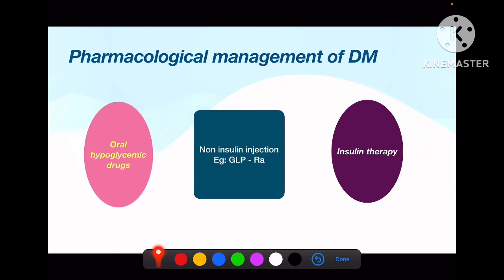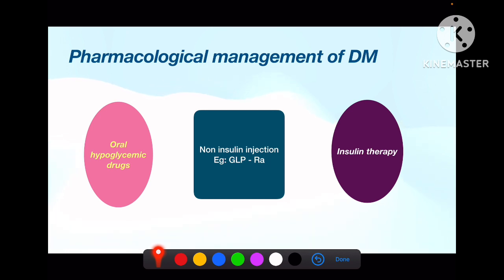But I'm not going to discuss the diet plan in this video. I would like to discuss it in a separate video. Here I'm going to discuss all the pharmacological management of DM except insulin. Insulin, I would like to discuss in a separate video: what the types of insulin are, what the indications to start insulin are, and all those things. But here I would like to focus on all the oral hypoglycemic drugs, what the old drugs are, and what the new drugs are which are available in our market, and how you're going to use them.